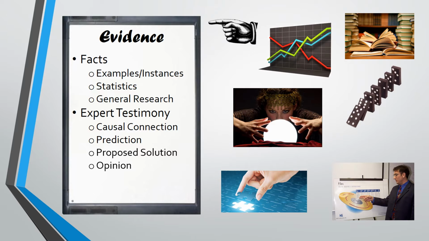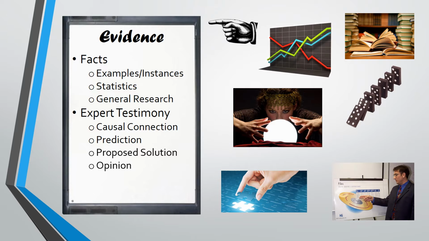Mine does not. Now, notice one thing. In a way, almost all expert testimony could be represented as opinion, unless the expert is simply stating facts about the field in which she is an expert, but that would simply fall under general research under the facts criterion. So, causal connection, prediction, and proposed solution are really just three specialized forms of expert opinion. But they deserve their own categories because they are by far the most common forms of expert testimony we will encounter.